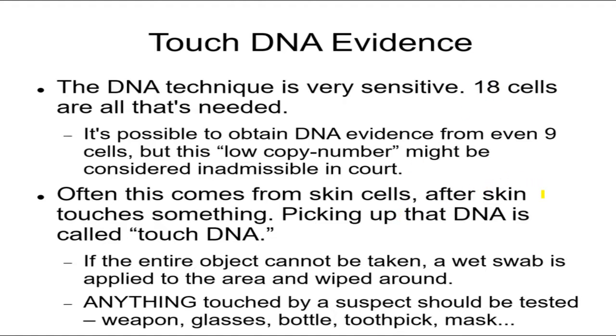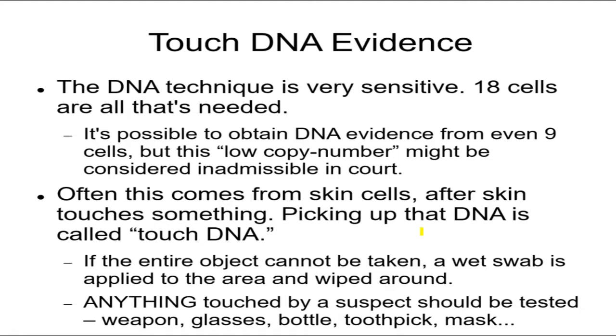Just by touching something, you're going to probably deposit at least 18 cells. So this is called touch DNA. If a criminal touched or wiped a surface, we should start looking at it. Try to get DNA evidence from it. Let's say a wet swab of that surface. Wipe it around and pick up that DNA. Even though the person just touched it, if you can pick it up, you have evidence that person was there.